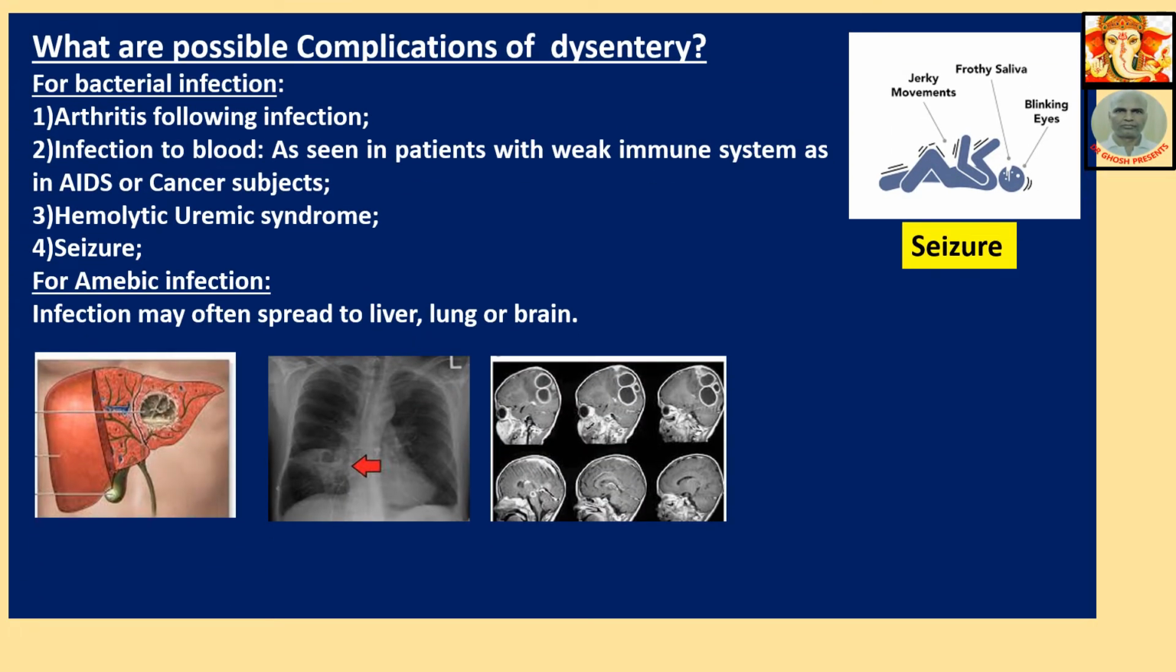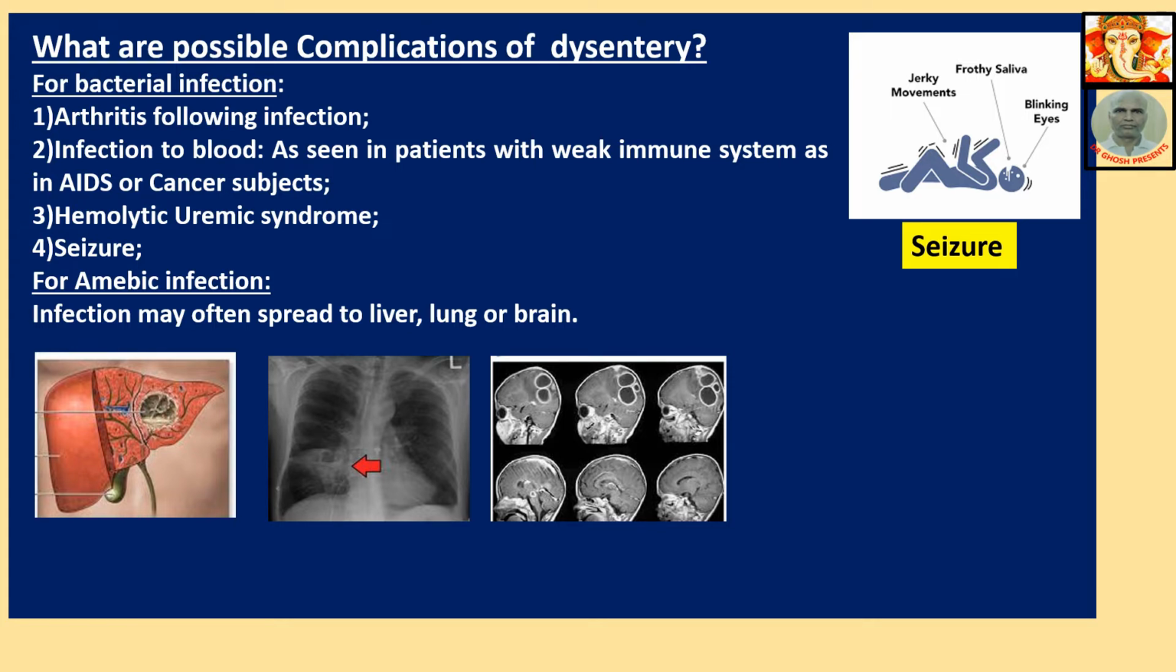What are possible complications of dysentery? For bacterial infection, number one, arthritis following infection. Number two, infection to blood as seen in patients with weak immune system, as in AIDS or cancer subjects. Number three, hemolytic uremic syndrome, a severe, complex kidney disease. Seizure, picture of seizure shown on the right hand side. Seizures sometimes have convulsions or spasms.